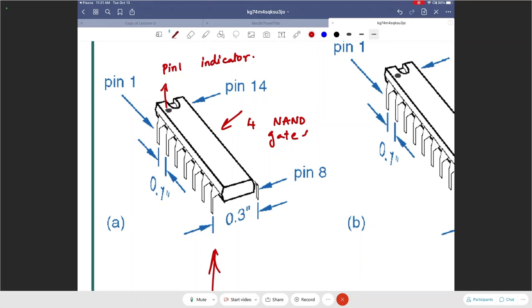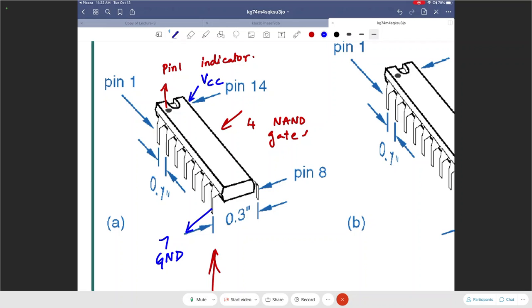And even if you don't have the dot, if you just have the notch, then you read the numbers counterclockwise. So 1, 2, 3, 4, 5, 6, 7, and then 8 through 14. And as we said, pin number 7 here, this guy is 7. That should be connected to ground. And then pin 14 is top right. That is usually connected to a plus 5 volts power supply.